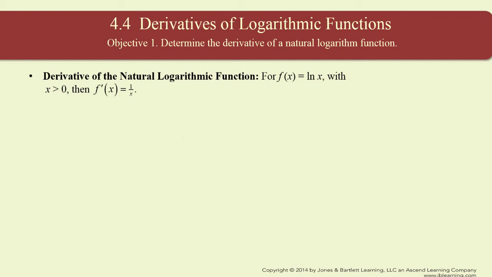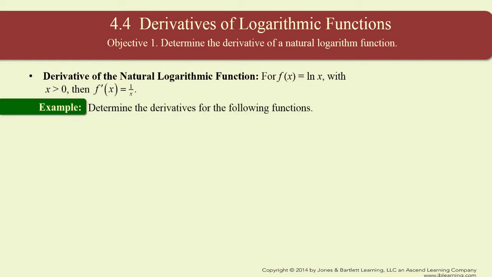So here we go, folks. Here's your new derivative rule. If you have the natural logarithmic function, f of x equals ln x, as long as x is greater than 0, because remember, can't do the log of a negative number. You can't do the log of 0. So for f of x equals ln x, then the derivative, f prime of x, is 1 over x. So quite simply, if all you see is ln x as the function, the derivative is 1 over x.